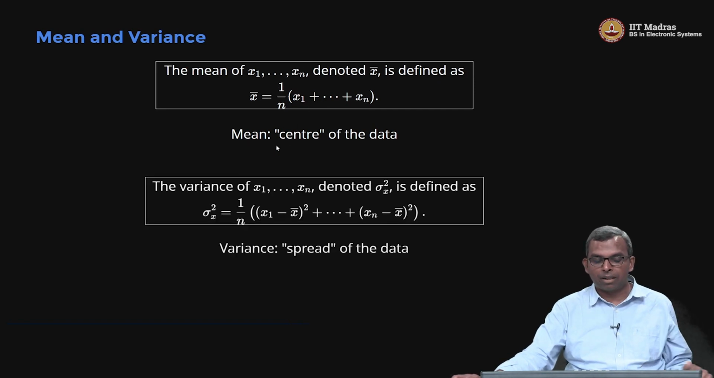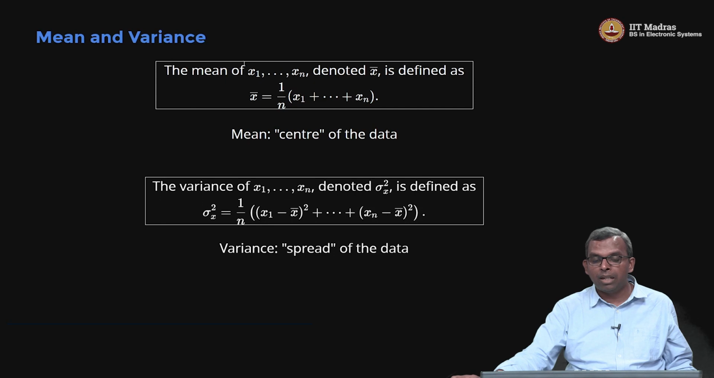Another very interesting metric is something called the variance, okay. So a variance of x1 to xn, which I will denote as sigma x squared, is basically defined in this fashion, okay. So it's again an average, but what you average is x1 minus x bar whole square, xn minus x bar whole square. So if mean is the center, variance measures the spread of the data, how far away each of my elements are from x bar, okay.